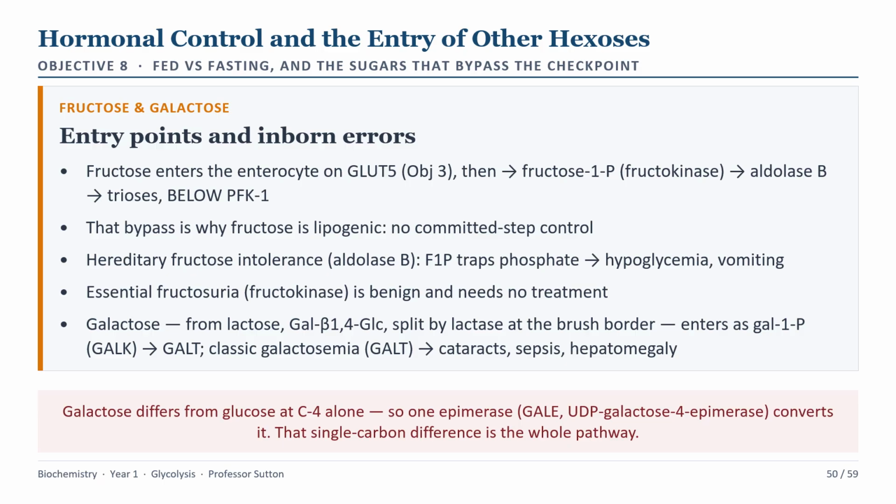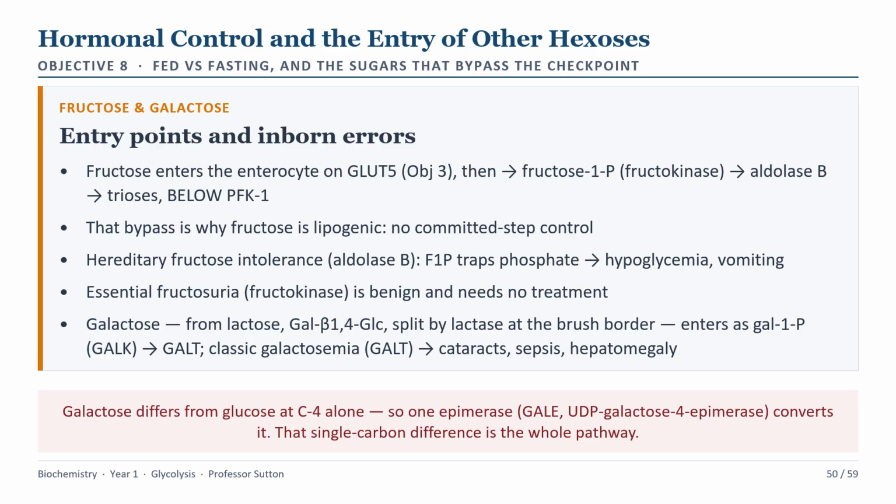Fructose 1-phosphate accumulates and traps the cell's free phosphate, which shuts down glycogenolysis and gluconeogenesis, and the result is severe hypoglycemia, vomiting, jaundice, liver damage after ingesting fruit, juice, honey, or sucrose. Onset is when the infant is weaned onto those foods. Treatment is dietary elimination of fructose, sucrose, and sorbitol. The mild one is missing the kinase. The severe one is missing aldolase B.